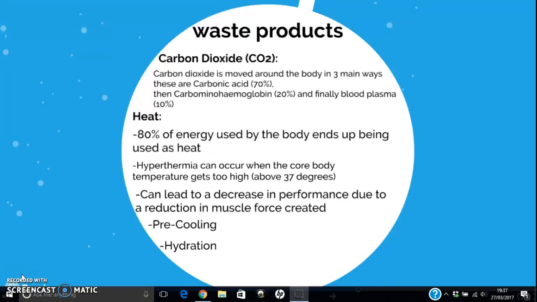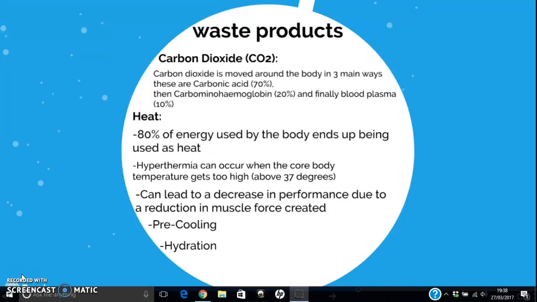Then it's carbaminohemoglobin. This is when carbon dioxide is carried within hemoglobin within the blood, and this accounts for 20%. And finally, blood plasma, when the carbon dioxide is dissolved into blood plasma, and this accounts for 10% of the removal of CO2.